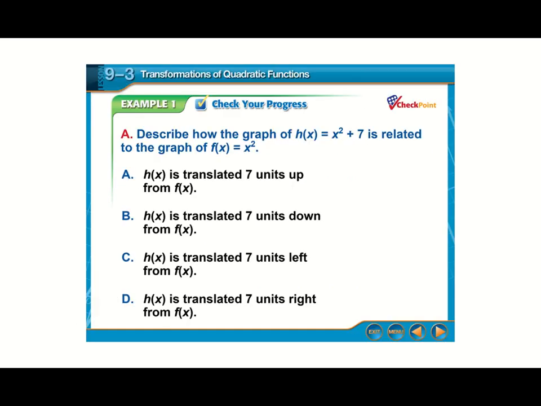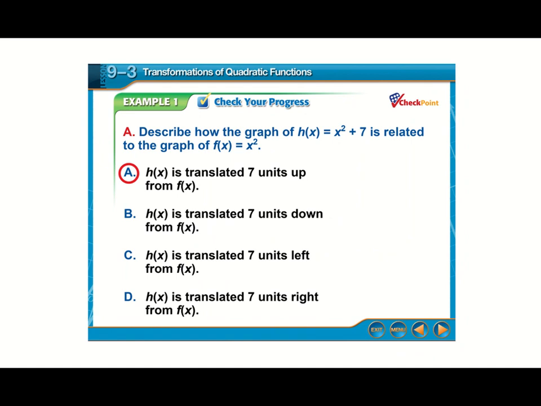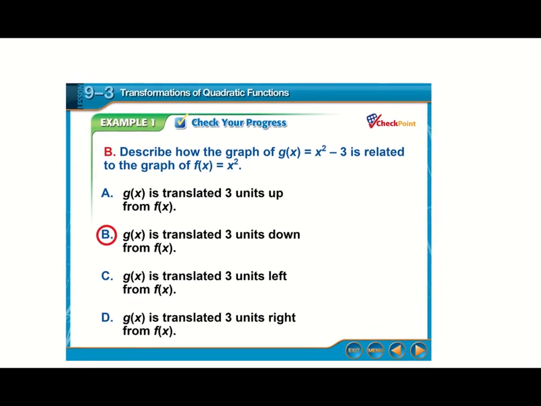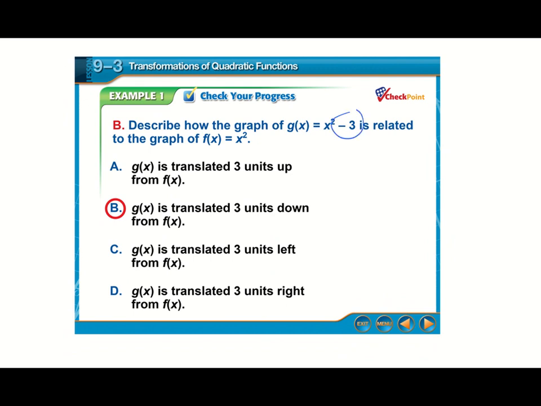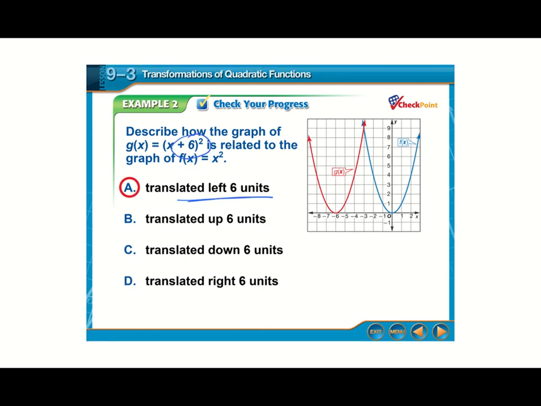I want you to pause and try to see if you can get this one. Since it says plus 7, that means you're going 7 units up. Again, pause and see if you can get this one. Since it says minus 3 off to the side, that means that it's going 3 units down. Okay, let's see if you can get this one. Inside parentheses, it's x plus 6 squared. And that means if it's got plus 6 inside parentheses, you're going to the left 6.